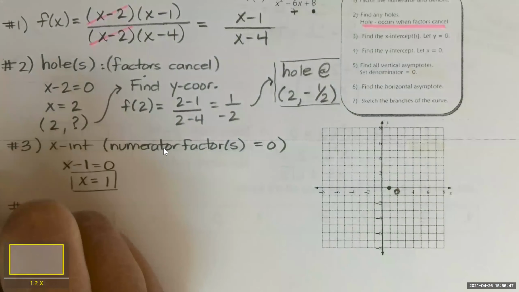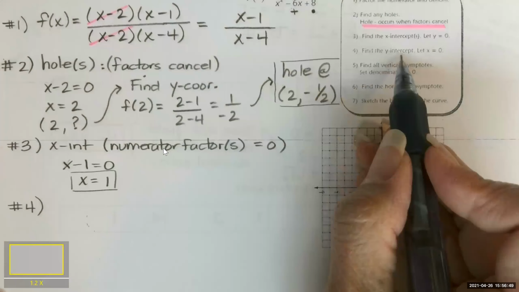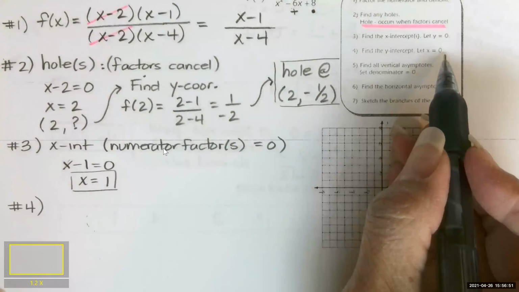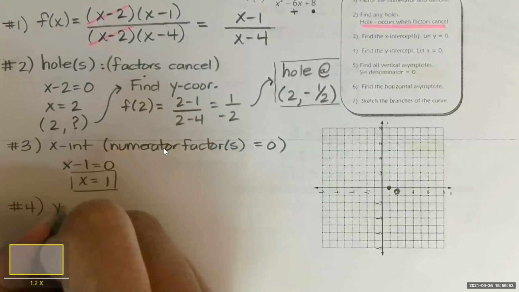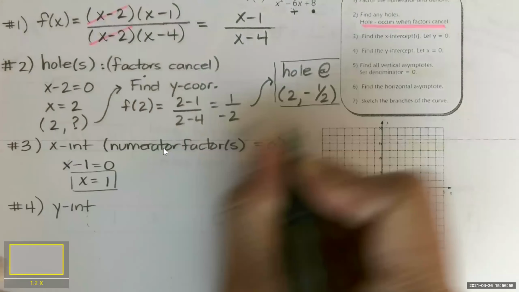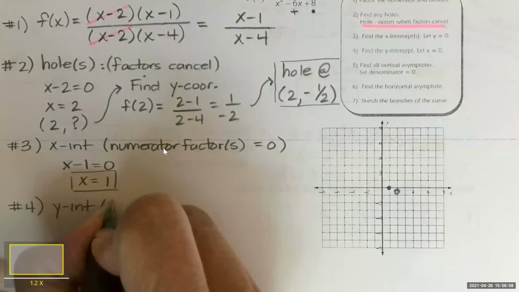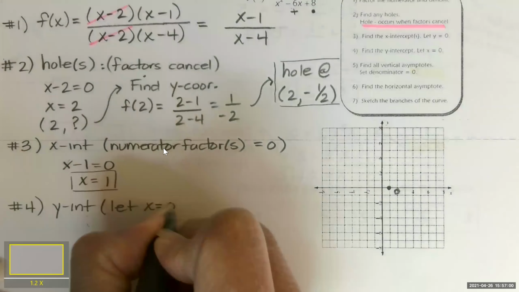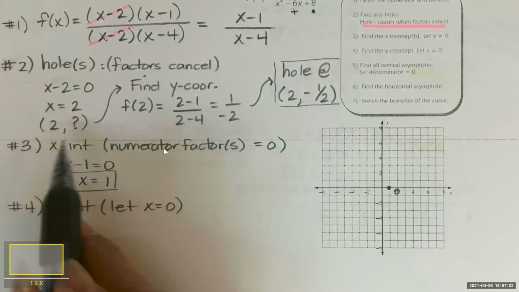Number 4 says find the y-intercept by letting x be 0. So the y-intercept, even though it's written over here, I'm going to still do it again. Let x equal 0. So when we knew x was 2, we solved it.